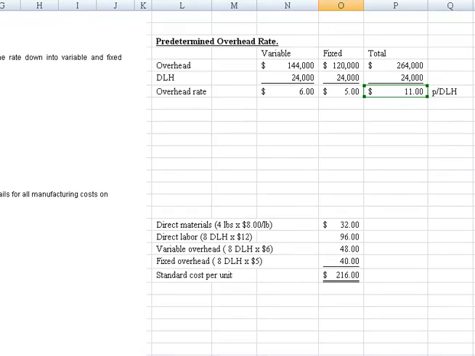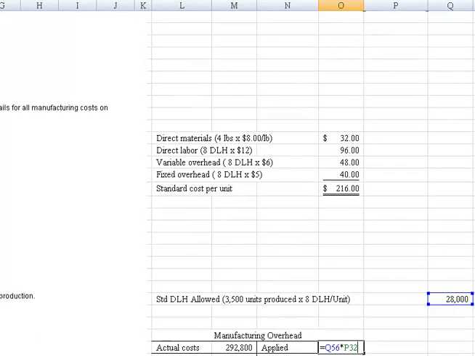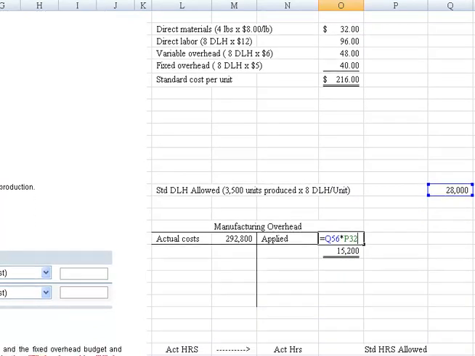Okay, so you see how that works. We take the overhead rate, multiplied it times the standard direct labor hours, and that gives us the applied. When we compare that to the actual cost, we're able to compute what the manufacturing overhead T account looks like.